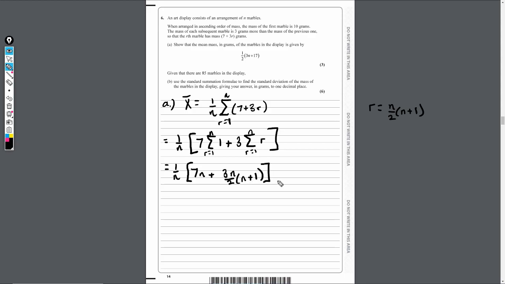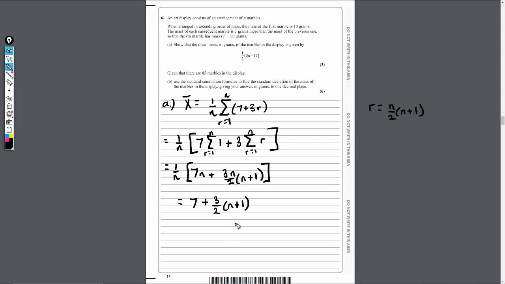Okay, now we just need to keep simplifying here. Well, if I've got 1 over n on the outside and I've got 7n, I've got 3n over 2, we can start dividing. So 7n times 1 over n, that's just going to give me 7. 3n over 2 times 1 over n, then that'll just cancel. So what I'm going to get here is plus 3 over 2 lots of (n plus 1). Okay, so that's okay so far.